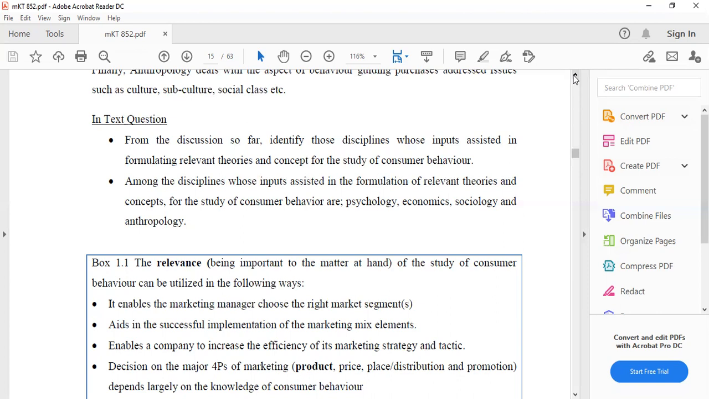Then the other element is place, that is distribution. Of course, among the four Ps of marketing, distribution seems to be the ultimate. The reason being that no matter how you produce the product, no matter how nice the product is, if it doesn't go to the end users, then you may have done little or nothing. The need for the product to go to the end users becomes very, very important.